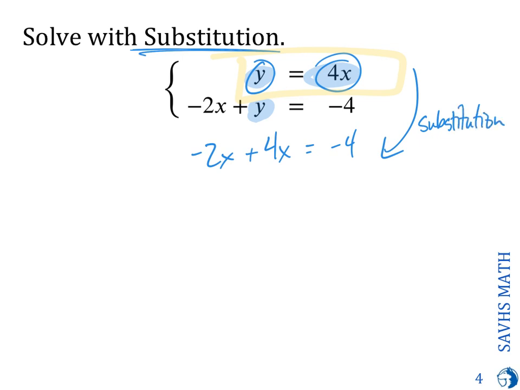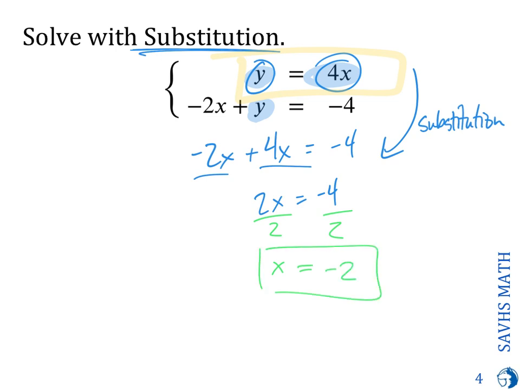Now I have something that I can combine like terms on. These 2 are like terms because they both have x's. How many x's do I have? I have -2x's plus 4x's, so I have 2 x's. Then I'm going to divide both sides by 2. And I get x is -2. That seems like an answer.